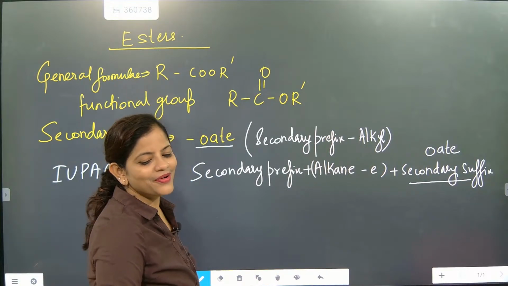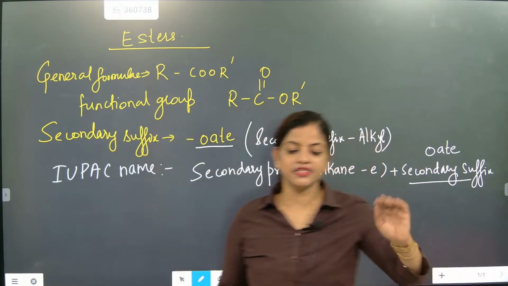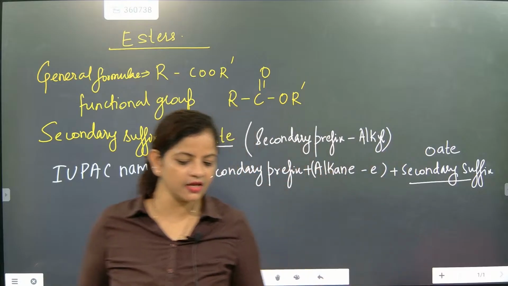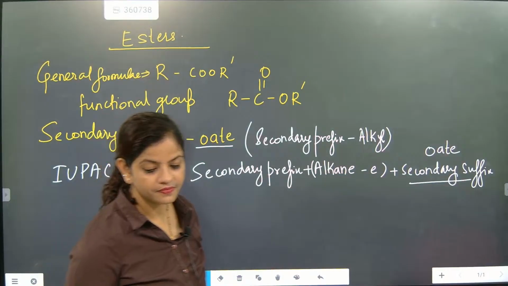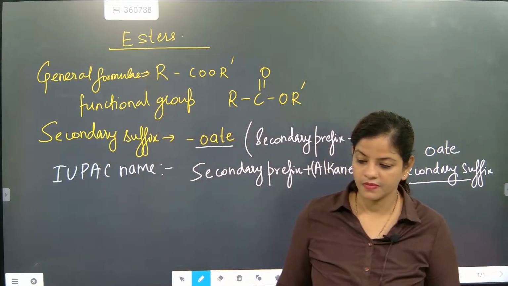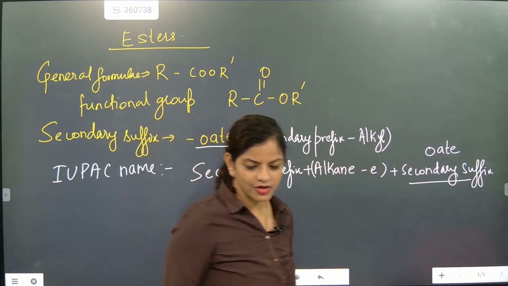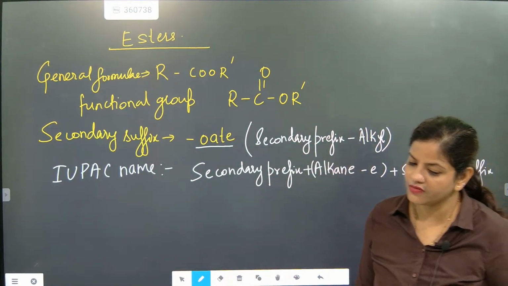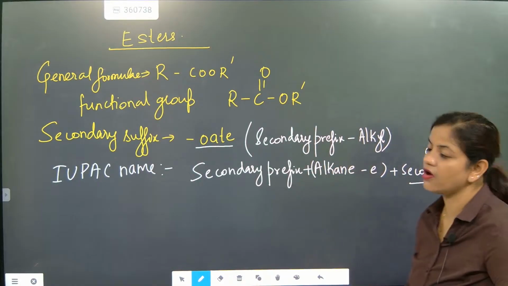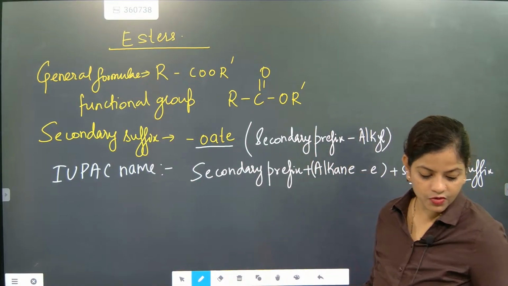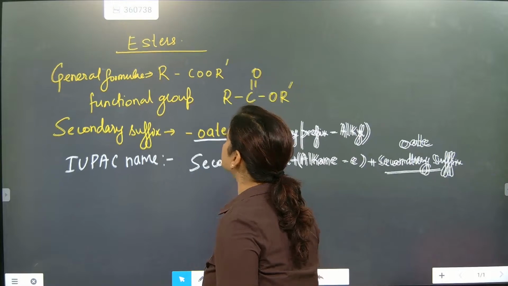Now look here. What you are going to write is the secondary prefix, then alkane, the main parent one, and then the suffix. The solutions to that question I'm going to give in the group itself. So this is exactly the way of writing. Now we will solve some questions. Are you ready? Get ready.